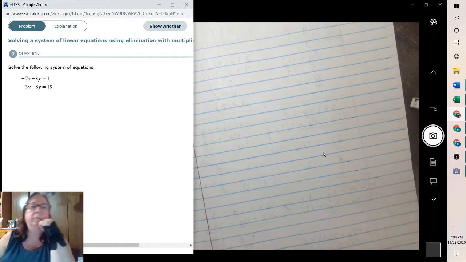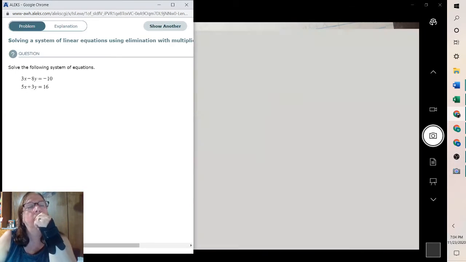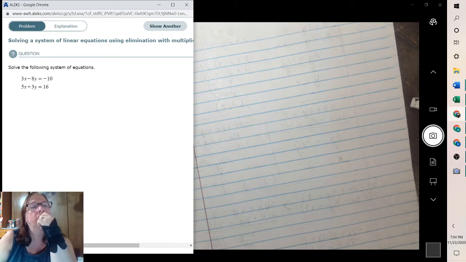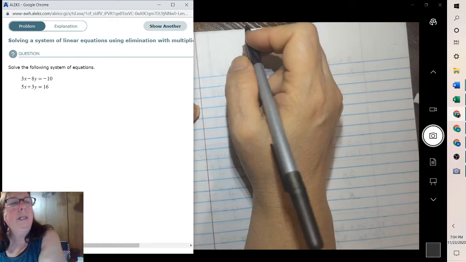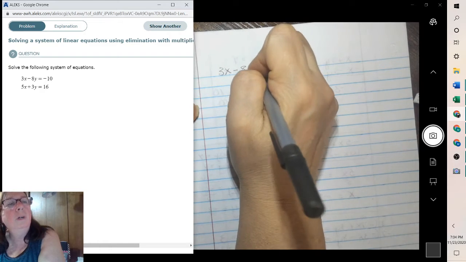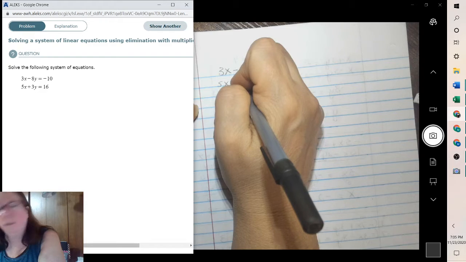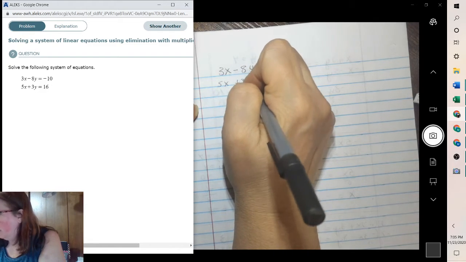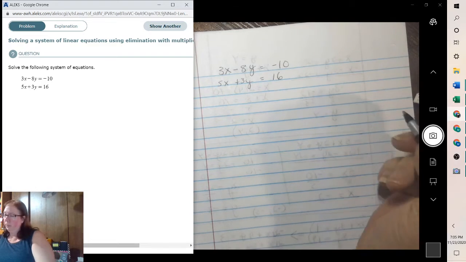Try one more. 3x minus 8y equals a negative 10. 5x plus 3y equals 16. Okay, making sure all my signs are right.